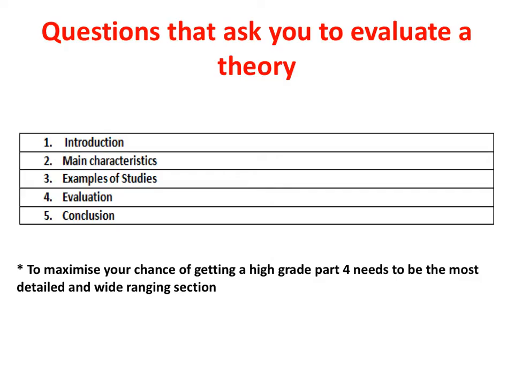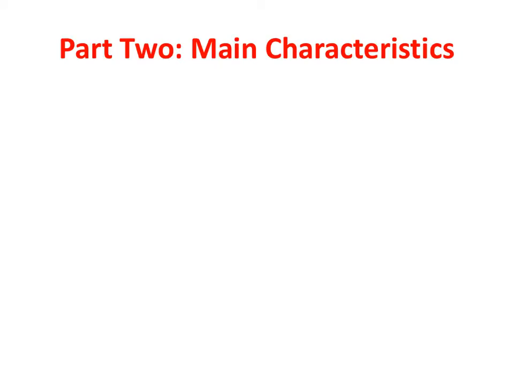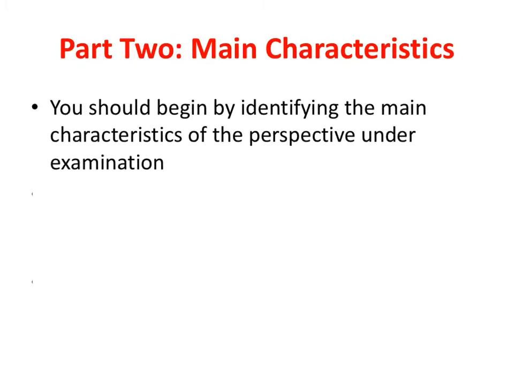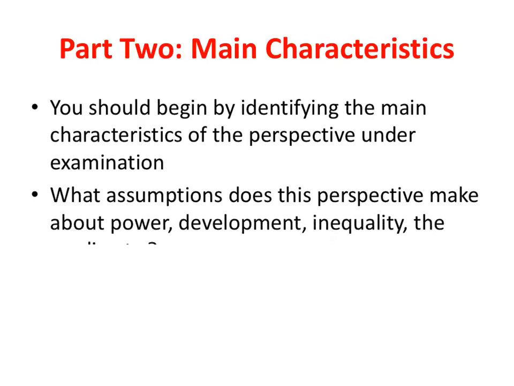Once you've written your introduction, you then need a concise summary of the main characteristics of the theory that the question is asking you to evaluate. So as I've just said, you need to begin the main body of your essay by identifying the main characteristics of the particular perspective that you're going to examine. You need to make sure that you summarise the main assumptions that this theory makes about the particular topic, be that power, development, inequality, the media, depending on the unit that's being examined.